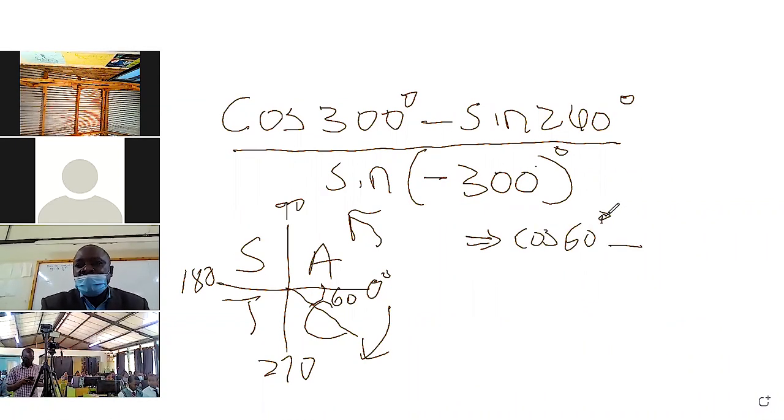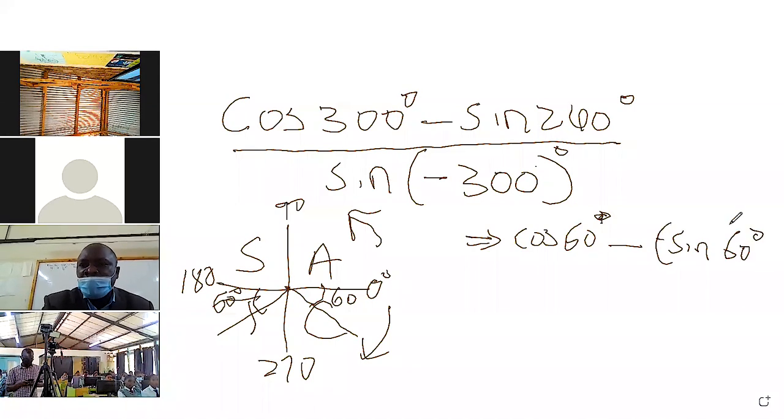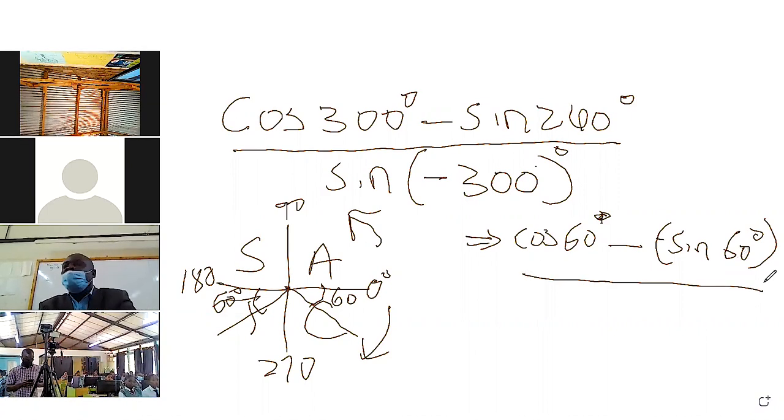Then minus, we go to 240. 240 is in the third quadrant, between 180 and 270, and sine in that quadrant is negative. The angle adjacent to the horizontal is 60 degrees. So since it's in the third quadrant, this is negative sine of 60 degrees, the whole trigonometric ratio, negative sine of 60. Then all of this is divided by sine of negative 300.